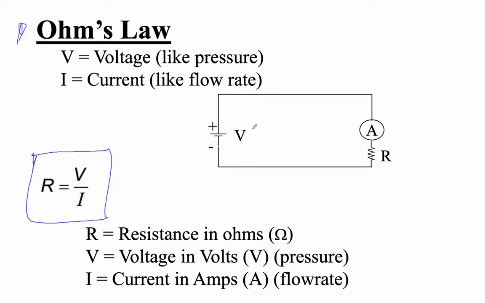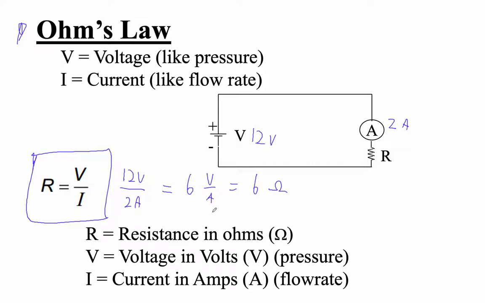So, for example, if I've got, say, 12 volts of pressure or potential here, right? And I've got a current here flowing of 2 amps, right? The resistance in there is 12 volts divided by 2 amps, which is 6 volts per amp, which is 6 ohms, okay? So an ohm is a volt per amp, right?